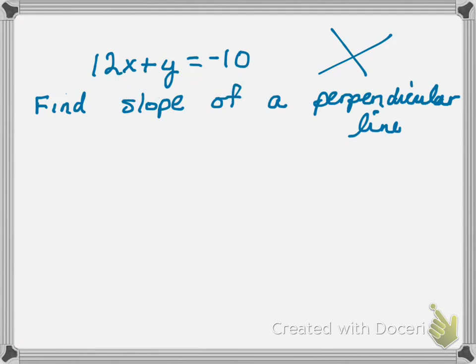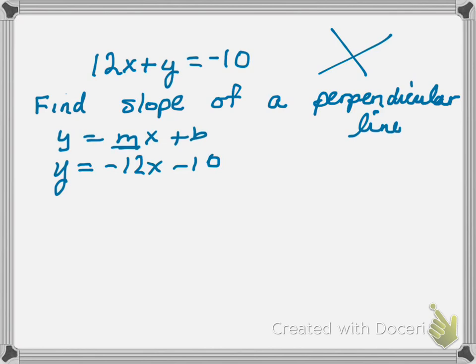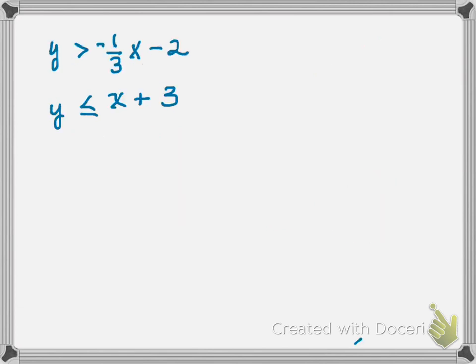So to do that, I need to get it in slope-intercept form. So I will move that 12x over to the other side so that I'm in the form y equals mx plus b. So now I know slope is always the number in front of the x when I'm in this format. So my slope is negative 12 for this line. But remember, I want the slope of a line perpendicular. In order for a line to be perpendicular, the slope would have to be an opposite reciprocal. So I simply flip it over and change the sign. So 1/12 would be the answer.